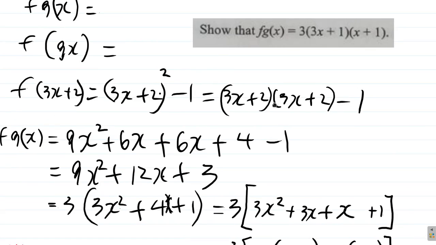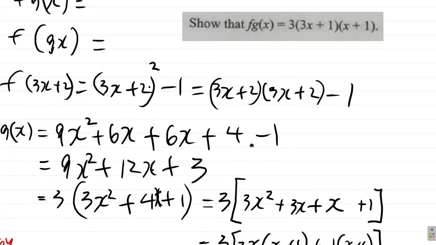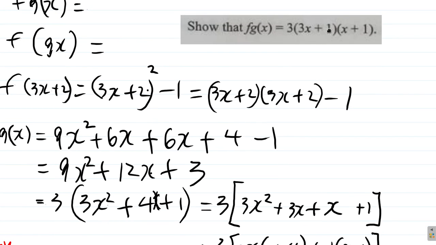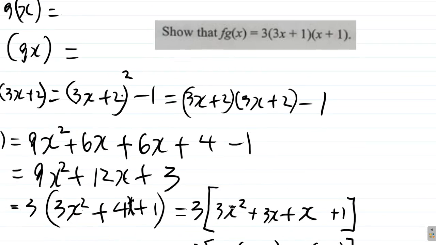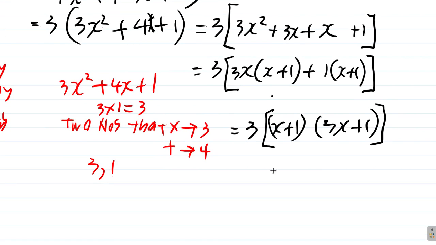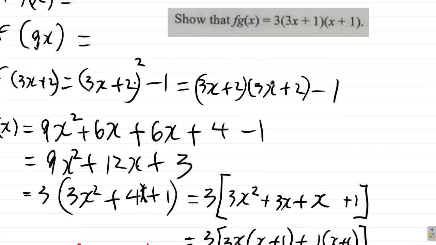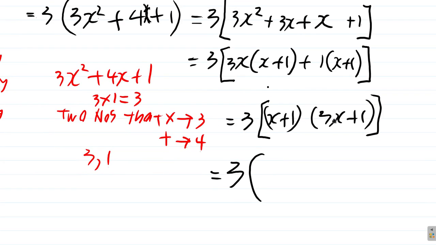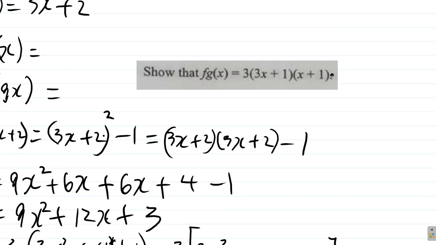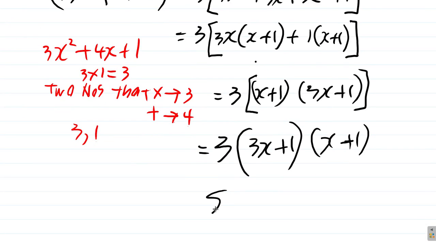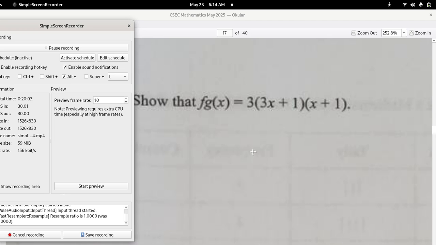Let me see what they had. Okay, 3x plus 1, x plus 1. Ah, that's it. So, rewriting it, this is 3, open bracket, 3x. You don't need the square brackets anymore. Let's put the 3x plus 1 first, and then x plus 1 after. So it's 3x plus 1, x plus 1. Alright. Shown. So, that is that.